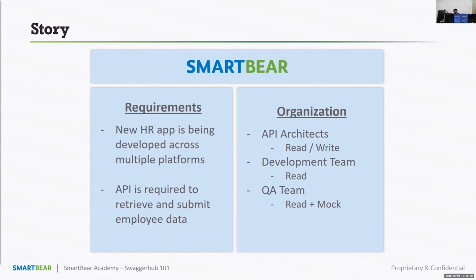Somewhere in SmartBear has requested of me recreating a new HR app that's being developed across multiple platforms, and we need this Swagger definition. We need this API to help design that application, right? This API is required to retrieve and submit employee data from our database. And within our organization, we've got our architects, we've got our development team, and we have our QA team. And they're all going to need different permissions for creating this API and within SwaggerHub.